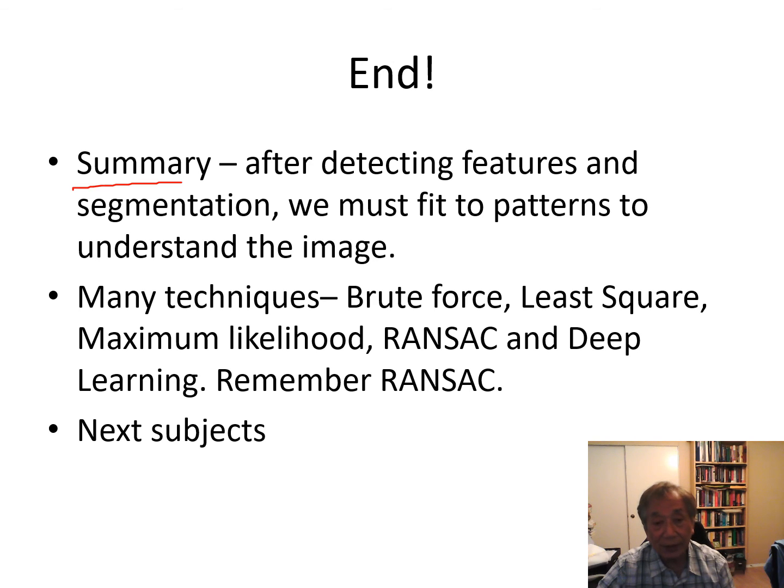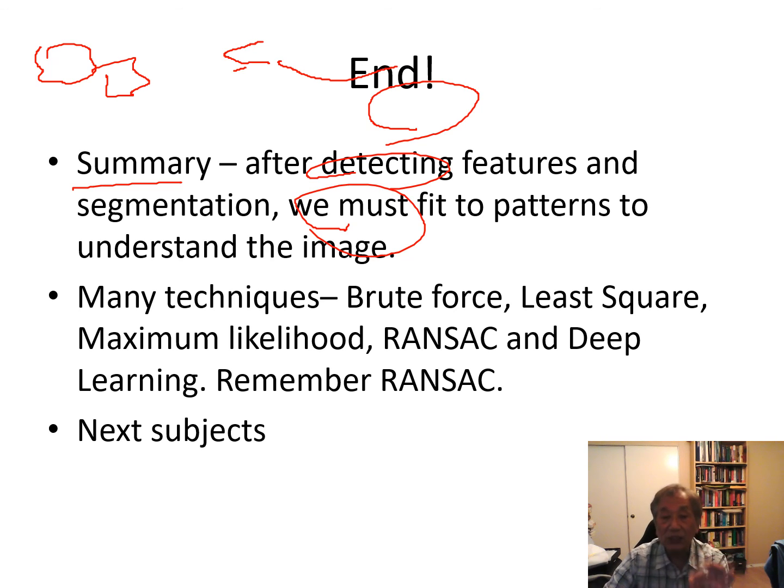As a summary, after detecting features, that is points, corner points, edges, and region areas, we then do the segmentation. We separate out certain groups of pixels as one unit, another unit, like that. So with multiple units, we must fit them to the pattern to understand the image. Fitting is a very important stage in computer vision, that is, understanding the image. There are many techniques.